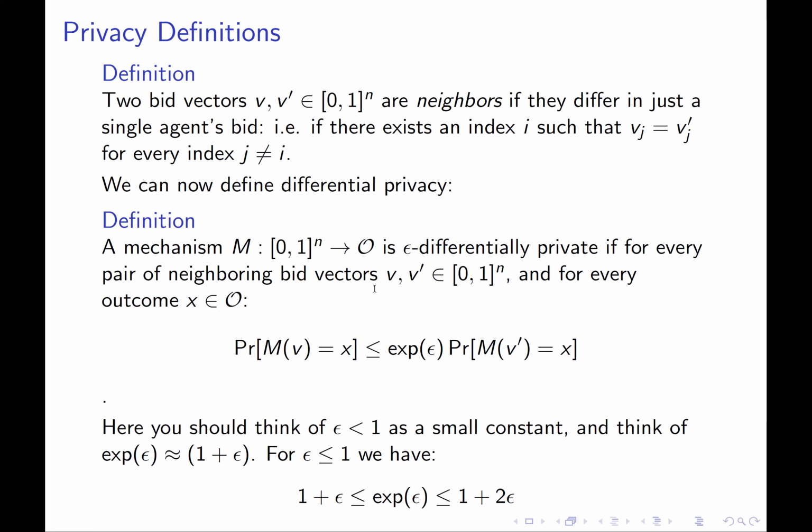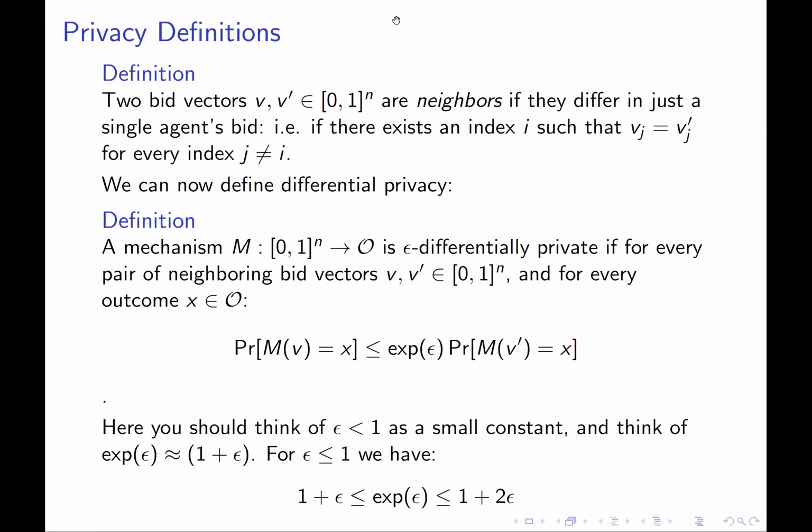And why do we use e to the epsilon instead of 1 plus epsilon? It turns out that when you reason about complicated differentially private algorithms, there are good reasons why mathematically it's more convenient to keep track of this parameter, e to the epsilon, than 1 plus epsilon, essentially because when I multiply exponentials, the parameters add up. But that won't be relevant in this lecture.